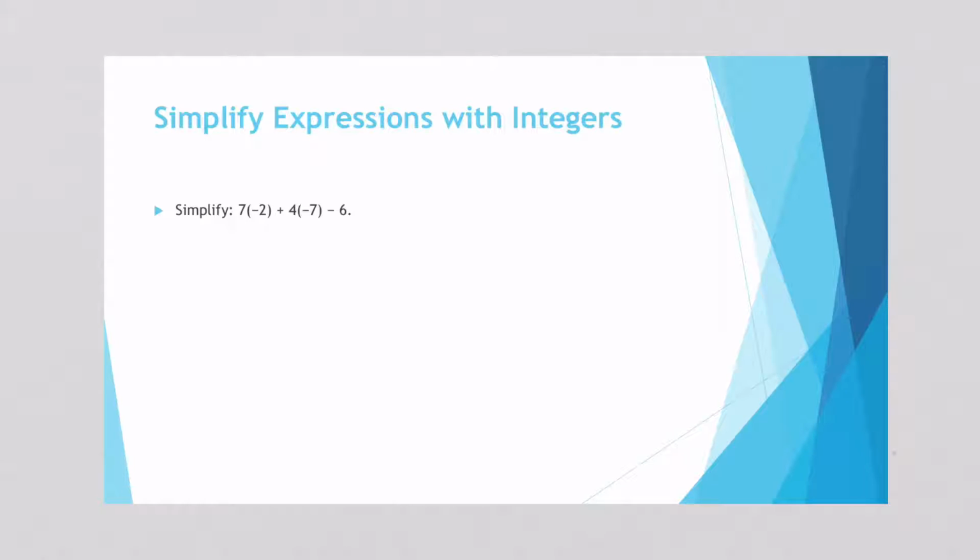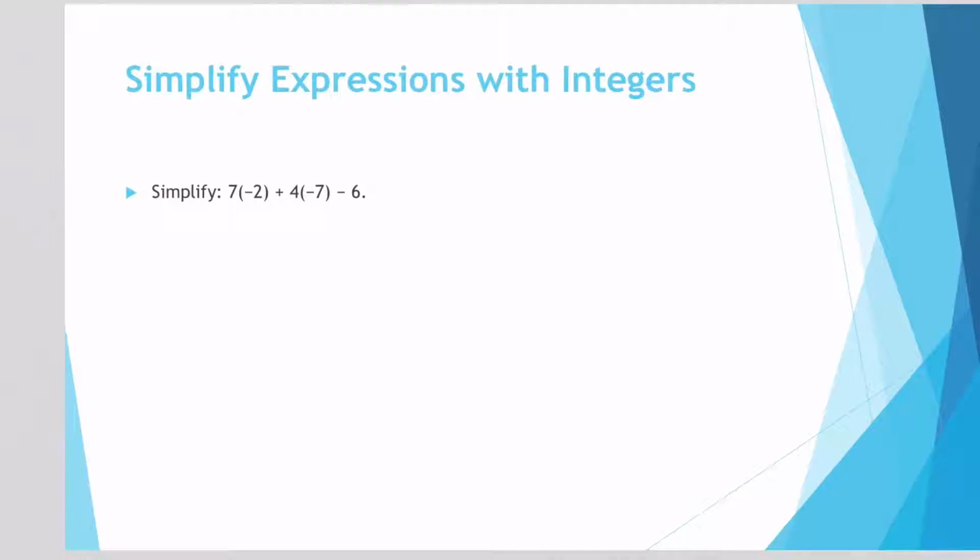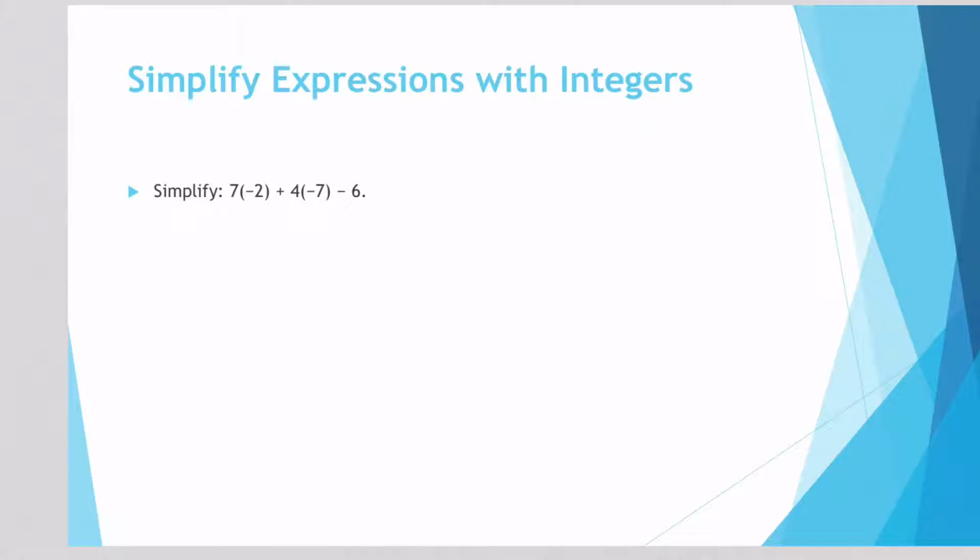Okay, so if we're going to simplify this expression, the first thing that we want to do is look at what operations are going on with this thing. So we've got 7 times negative 2 plus 4 times negative 7 minus 6. According to the order of operations, we have to multiply before we add or subtract. So I have to multiply 7 times negative 2, which results in negative 14.